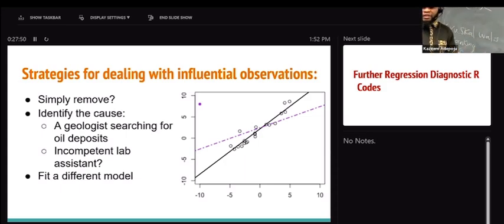Now, identify the cause before you can remove or fit a different model. In my own case, I fit a different model. But before you can remove or fit a different model, you need to ask a question about the cause. Is it due to erroneous imputation? Then you can remove. If it is not, then you fit a different model. And the model that I fitted, we call that a robust model. Now, the reason could be incompetent lab assistants and so on.